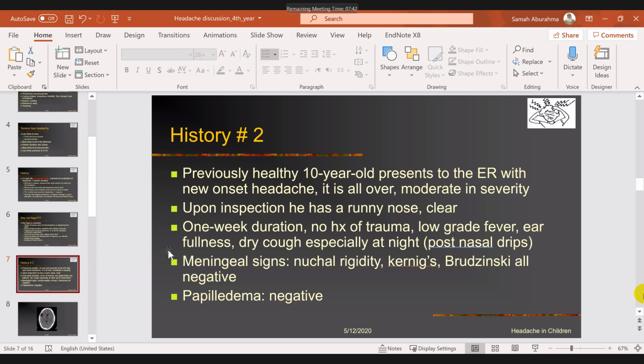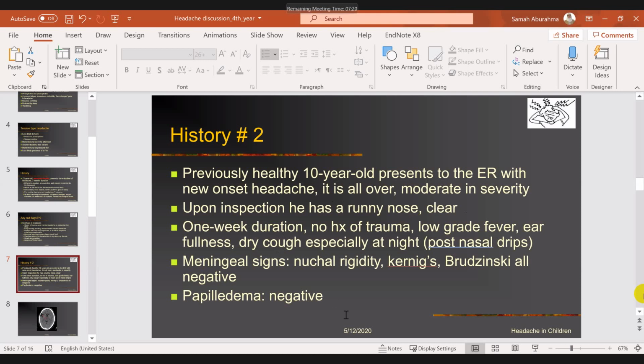First, we have a very short duration. This is a new onset headache, right? So it is unlikely to be a primary headache, although it could be the first event, it could be the first migraine. But there's also fever, remember? He has a runny nose, okay? It's all over and it's daily, continuous.